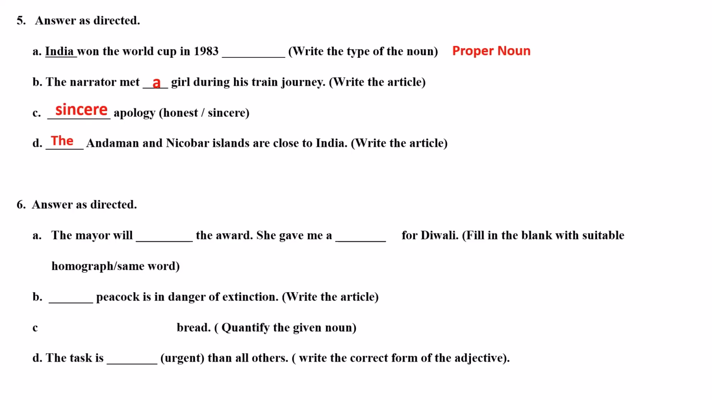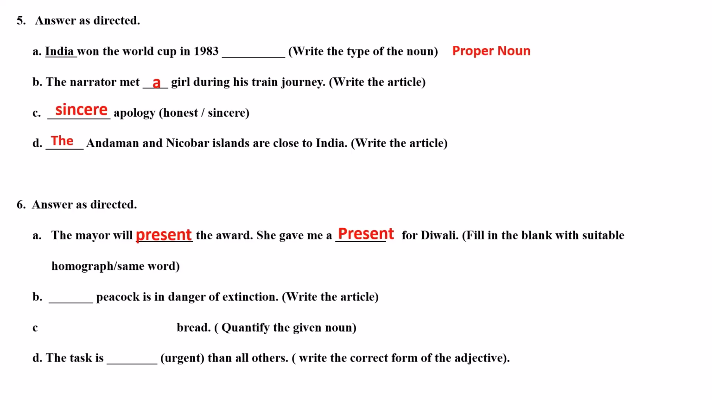Sixth question, answer as directed. The mayor will dash the award. She gave me a dash for Diwali. Fill in the blank with suitable homograph or the same word. Homographs are the same word, spellings and the pronunciation also are same. So you have to learn homonyms, homophones and homographs, students. And here the answer is present. This is the same word with same spelling. So that becomes a homograph.